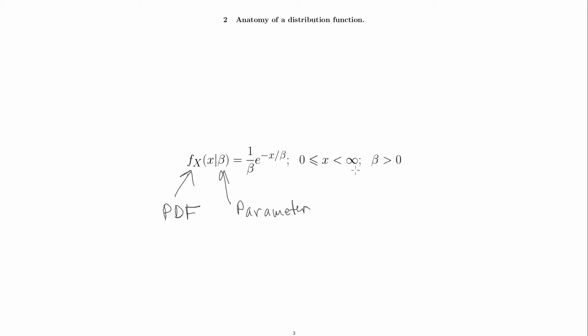So the next part I want to talk about is the domain. In this case, it is 0 less than or equal to x is less than infinity. This just says where this distribution function is defined, or over what values of x it is defined. And lastly, we have restrictions on the parameters, which are important for making sure that this probability density function is actually a good probability density function, in the sense that it integrates to 1 and is not negative at any point.